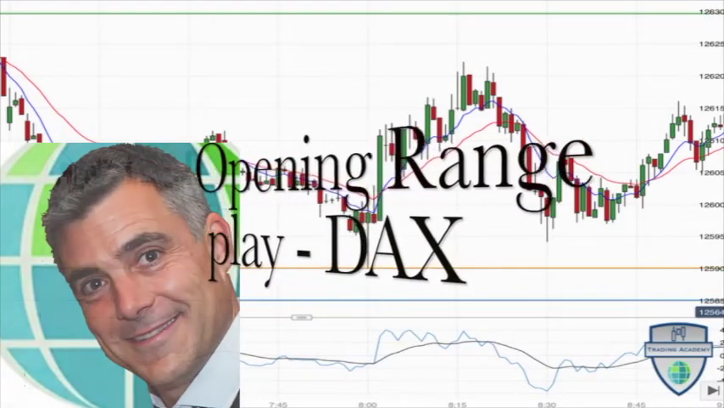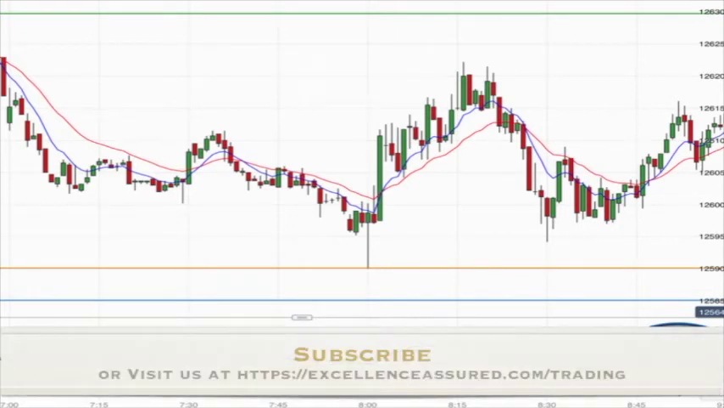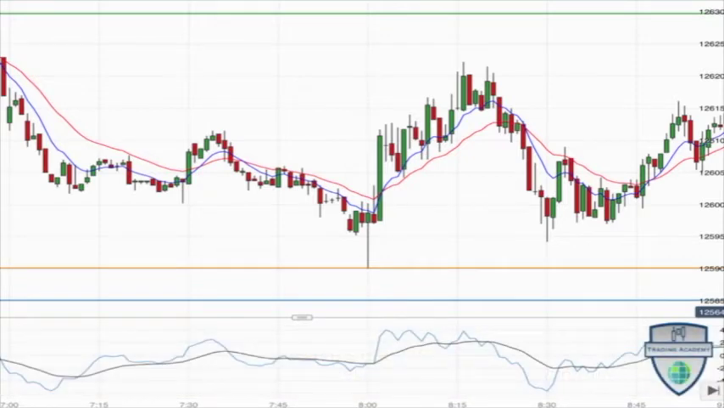Thanks for joining me. Going to have a look at a 1 minute opening range trade on the DAX from this morning. And the opening range play is one that is repeatable. It's one that occurs on a regular basis, not every day, but on a regular basis, and often produces the first couple of trading opportunities of the day.